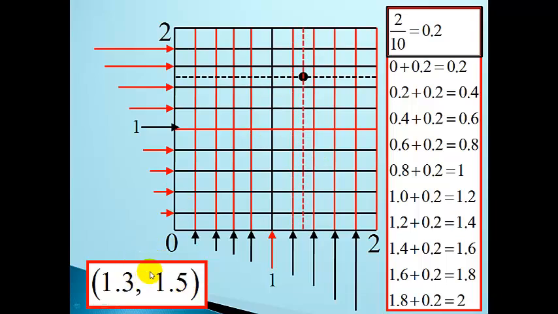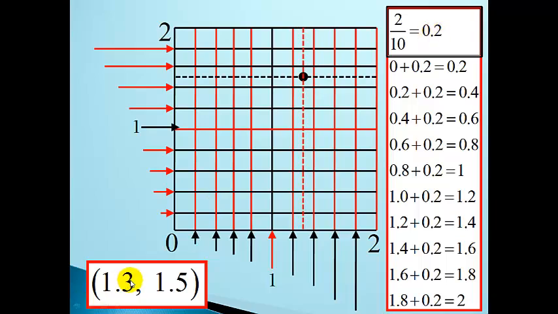Now let's look at how we can locate the point 1.3, 1.5. Here it is still 2 centimeters, which is 2 units. So we divide 2 by the number of the inner division lines, which is 10. So we divide 2 by 10, and that will give us 0.2.